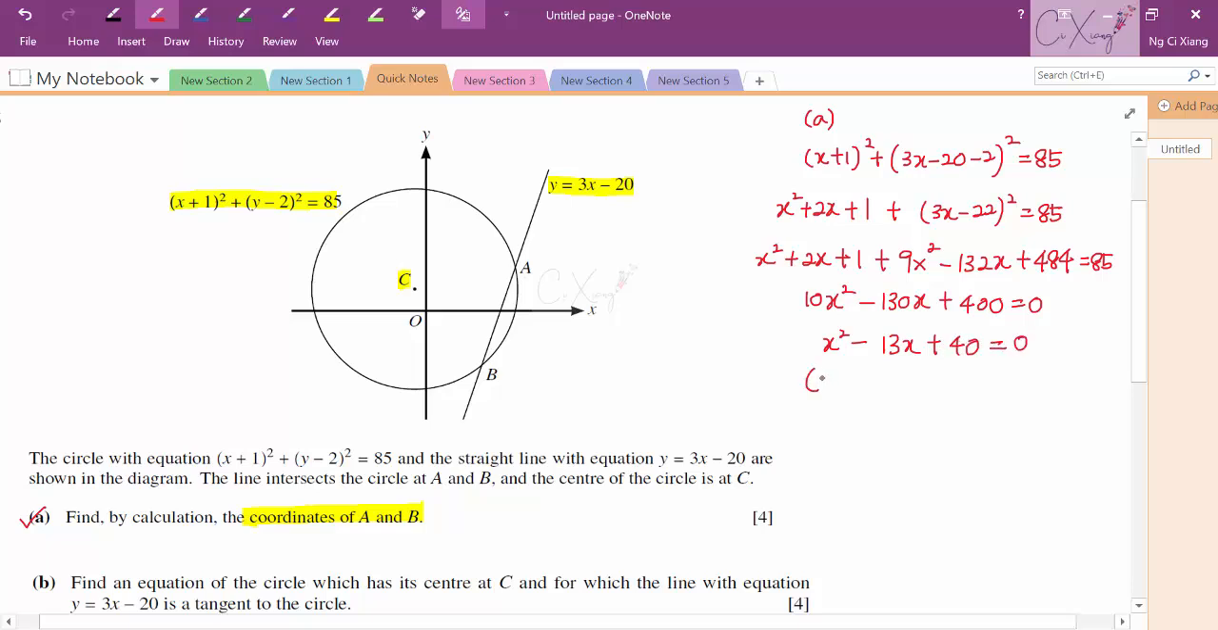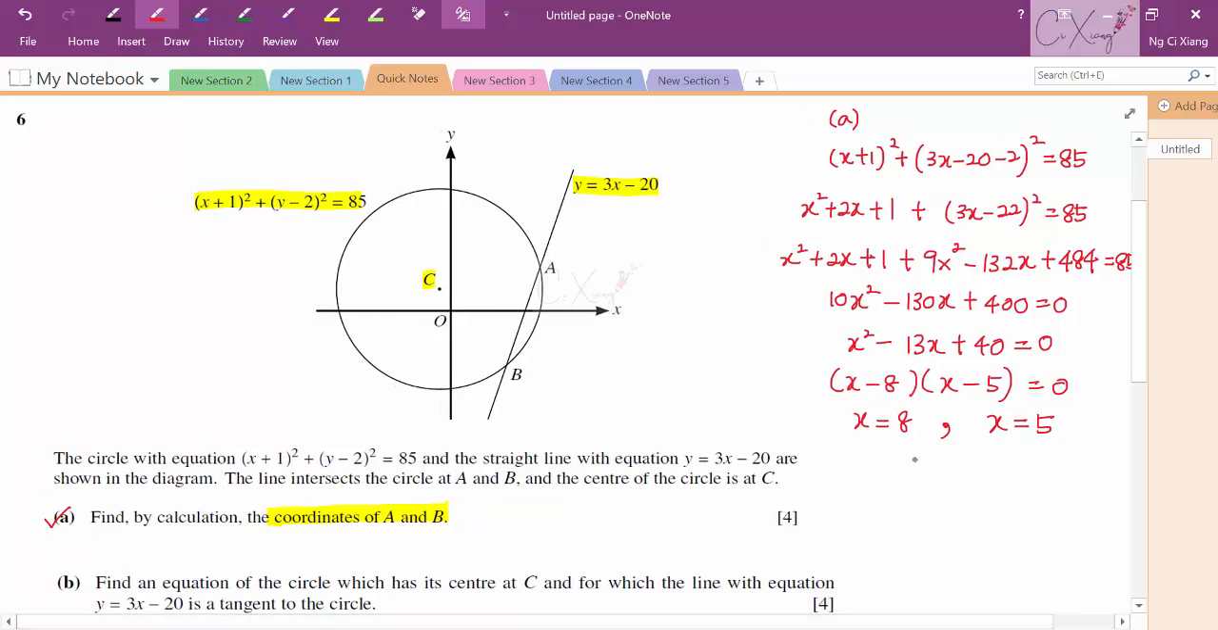Alright, so from here, I realize that I can solve the quadratic equation by factorizing. So I have x minus 8 equals to 0, therefore I'm having x equals to 8. And also, this one is x equals to 5. So these two will be the x coordinates for the points A and B.